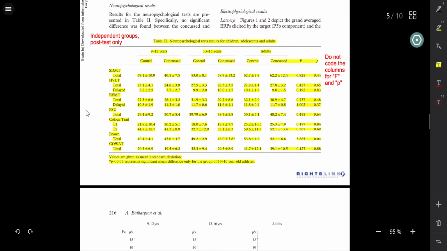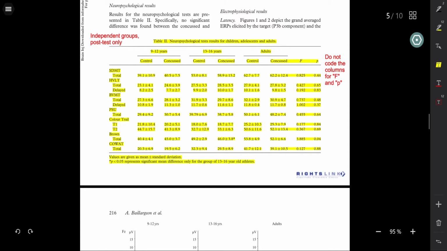So in this article, there are 3 different subgroups. There are 9 to 12-year-olds, 13 to 16-year-olds, and adults. They want to look at the effect of concussion across age. So you have 3 subgroup comparisons. Now, each concussed group has its own control group, so they are not the same across all of the different subgroups. So they're independent of one another.